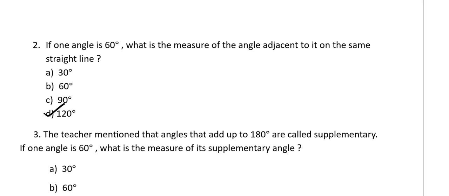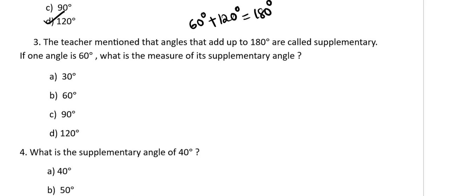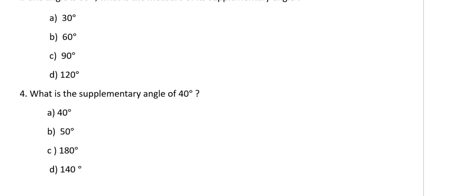The teacher mentioned that angles that add up to 180 degrees are supplementary angles. If one angle is 60 degrees, the other will be 120. Then only you will get 180 degrees. The supplementary angle of 40 is 180 minus 40. That will be 140.